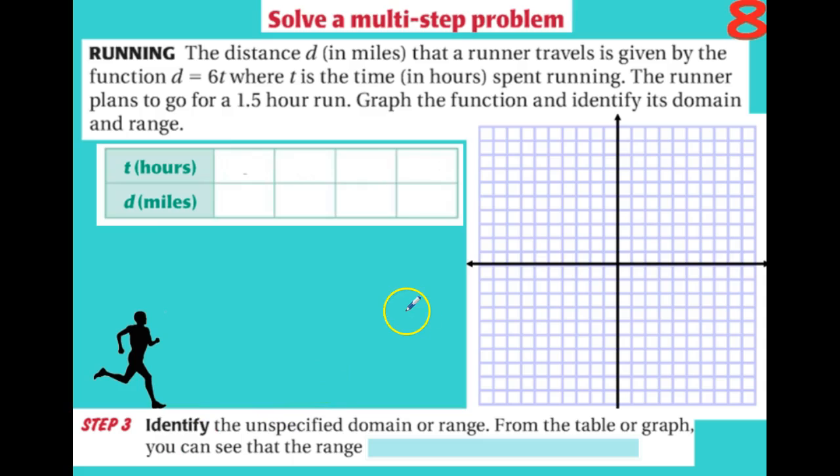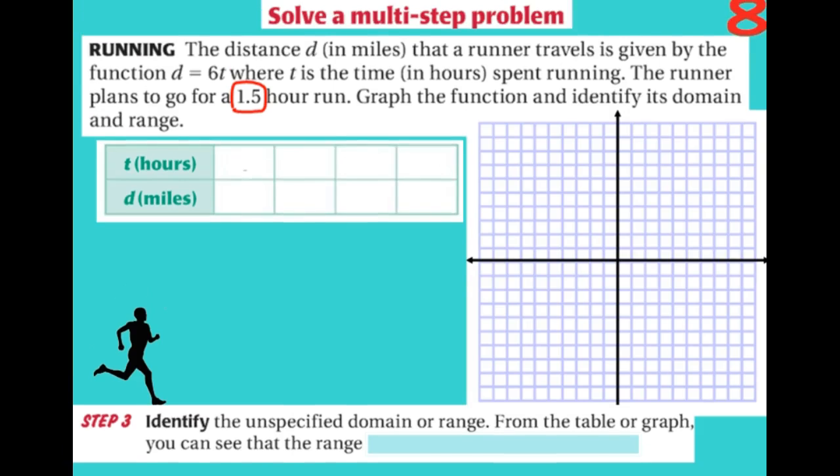Last one. It says running. The distance d in miles that a runner travels is given by the function d equals 6t, where t is the time in hours spent running. The runner plans to go for a 1.5 hour run. Graph the function and identify its domain and range.